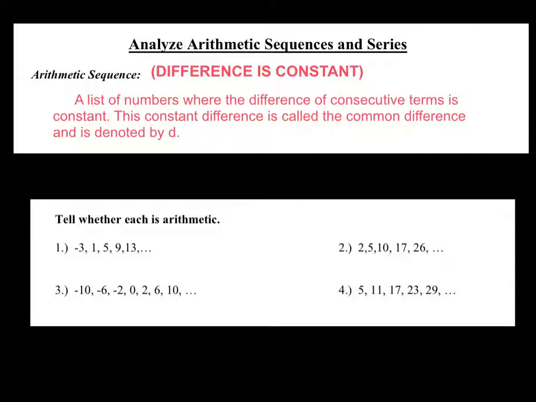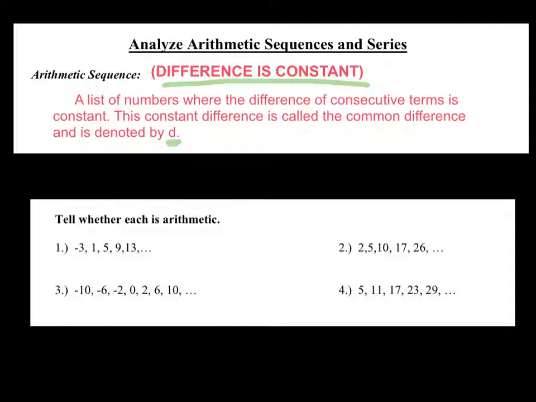The first type of sequence we're going to look at is arithmetic sequences. The key to knowing if it's an arithmetic sequence or not: you have two types, arithmetic or geometric. Arithmetic means that the difference between your consecutive terms is constant. So that is your key here to knowing what kind of sequence you're looking at. So a list of numbers where the differences of consecutive terms is constant, and the constant difference is called the common difference and is denoted by d. So that difference will be d.